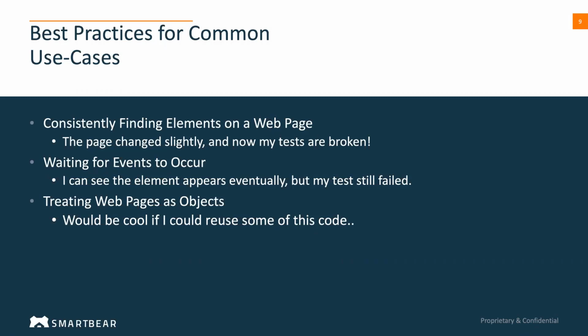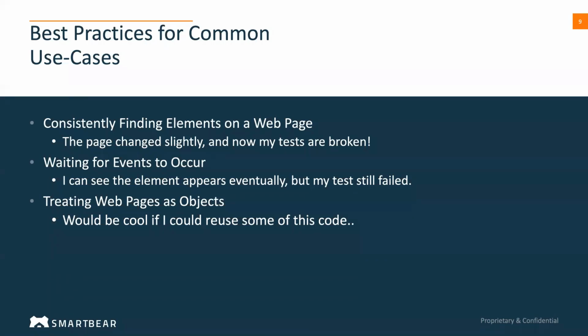And this last one differs a little bit from the first two, but I think it's a really, really good one to talk about. It uses the first two topics, but treating web pages as objects. That helps you first encapsulate those first two topics into one entity, but it also helps you manage your test cases further down the road so that you can reuse code and so on and so forth. So let's get into looking at each one of these.